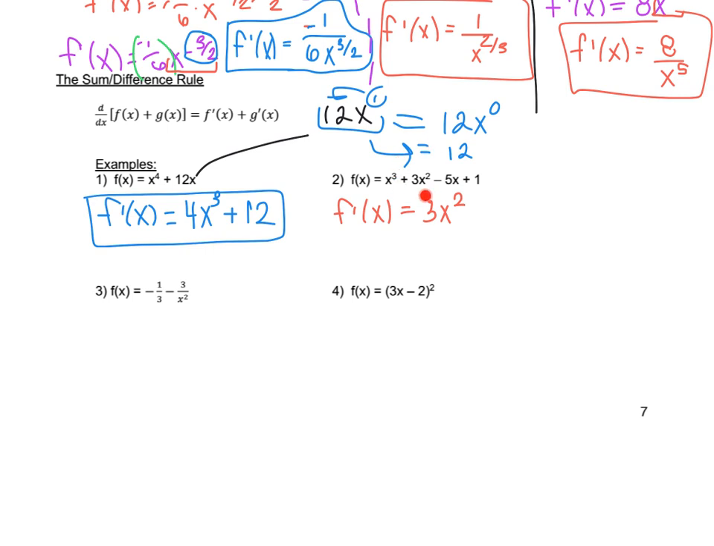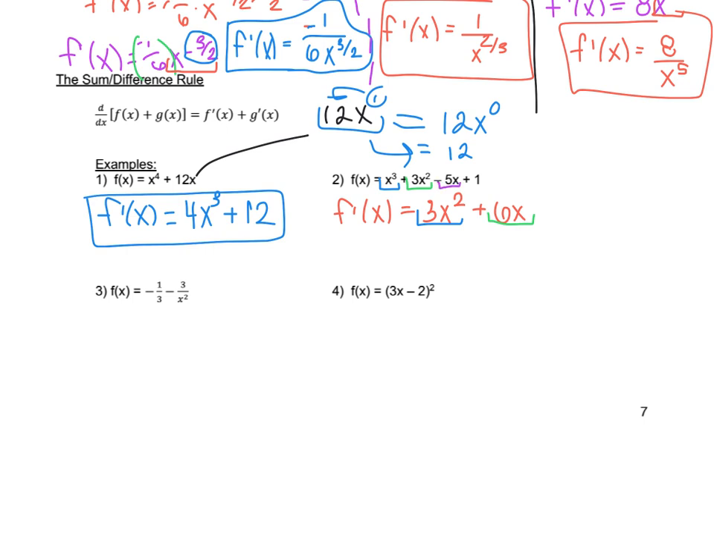Ironically, the next term is 3x squared, and the derivative of that, I would bring the 2 down and multiply by the 3, so that would be 6x to the first, because I'm taking this 2 and subtracting 1. So let me just color code things. This x cubed has a derivative of 3x squared. 3x squared has a derivative of 6x.